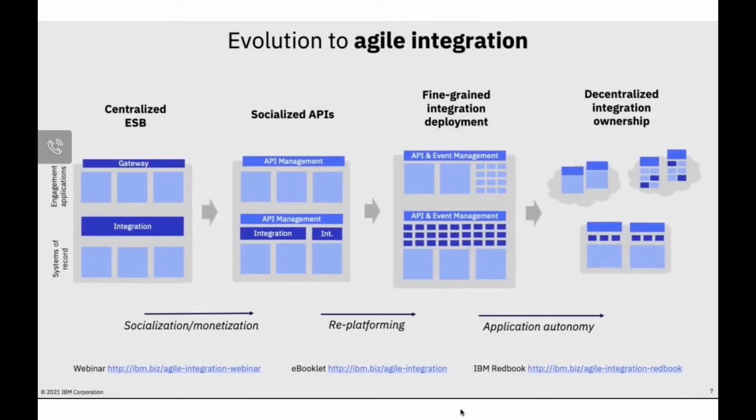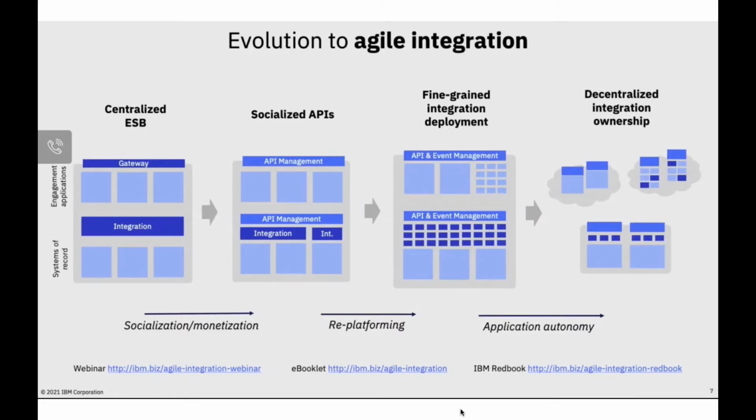This is the diagram most people will be familiar with when discussing agile integration. Summarizing it really briefly, on the left-hand side, we see a typical centralized ESB pattern that many customers still have, many hundreds of integrations potentially sitting on a centralized runtime. And then as we move across to the right, we see more and more separation of concerns. The first thing we see is API management being separated out for exposure of APIs as an interface, both within the organization and beyond.